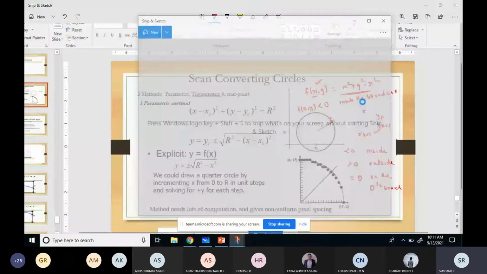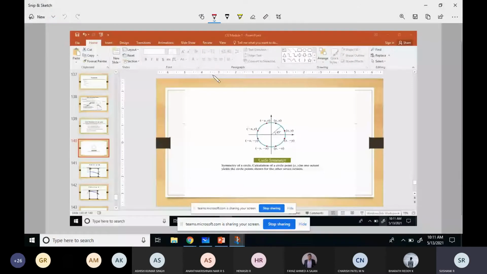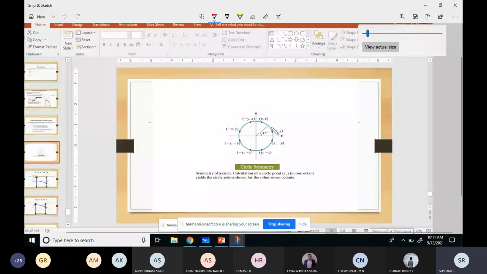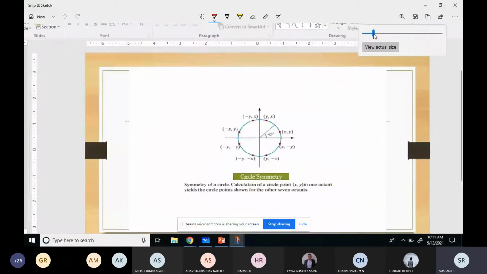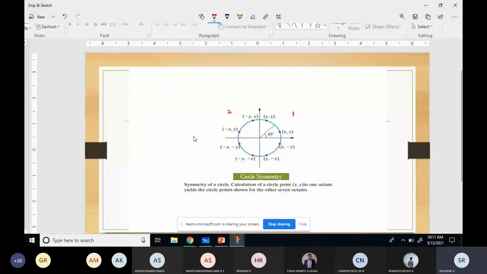Here also you need not calculate all the quadrants. If you calculate the first quadrant, the points within the 45-degree segment, the other things can be calculated. So you need not calculate all the points on the circle. The circle can be divided into 4 quadrants.